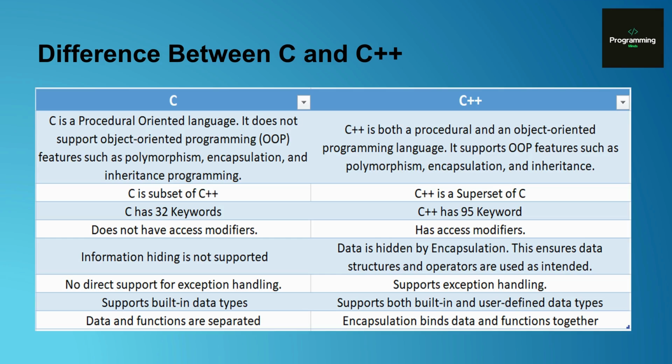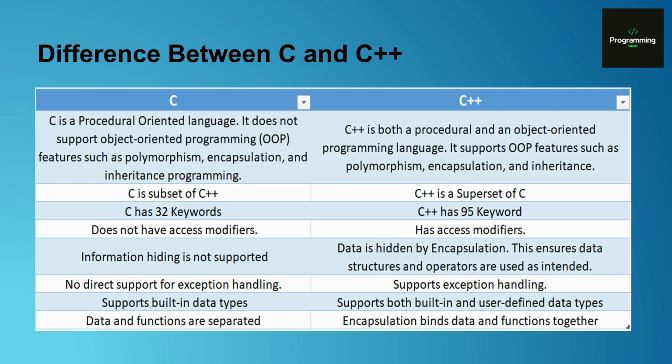C does not have any access modifiers. So what do you mean by access modifiers? Access modifiers are the keywords which are used to give security to the class. Since the concept of class is not there in C, it does not have access modifiers. C++ has access modifiers. The most commonly used access specifiers are public, protected, and private.